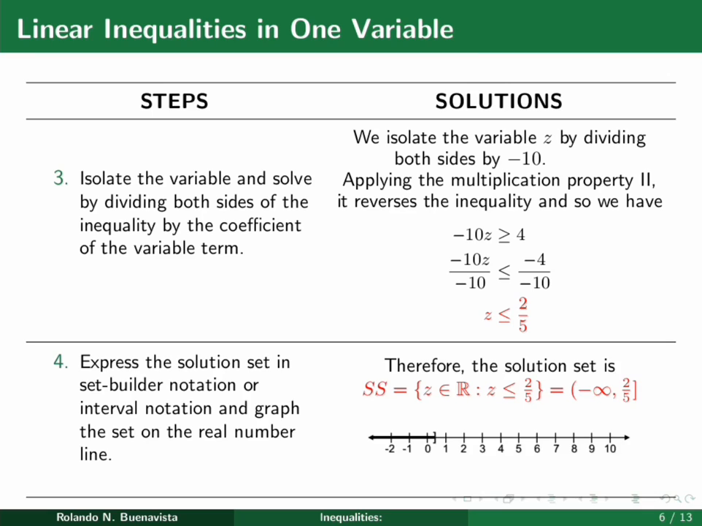Therefore, the solution set in set builder notation is z is in R such that z is less than or equal to 2 over 5. And this is equivalent to a half open interval from negative infinity to 2 over 5. To graph this on the real number line, we draw a solid line from negative infinity to 2 over 5, and it should be enclosed with a bracket symbol indicating that 2 over 5 is included in our solution set.